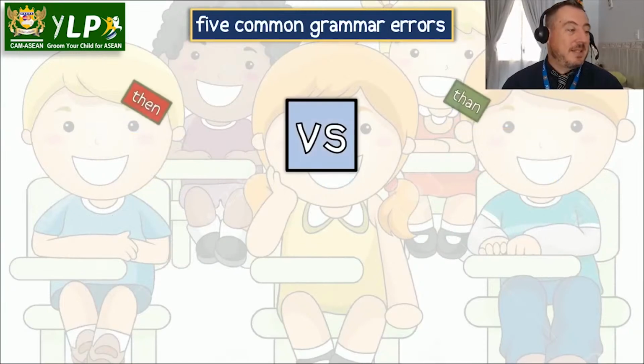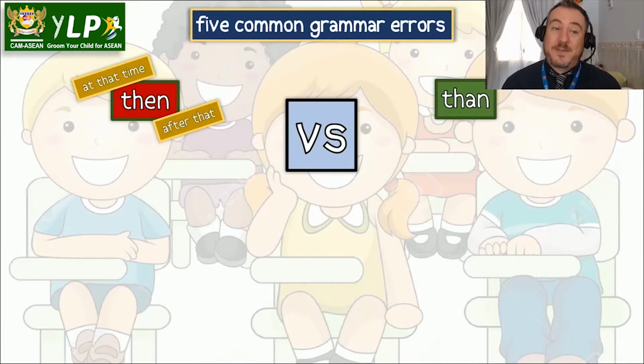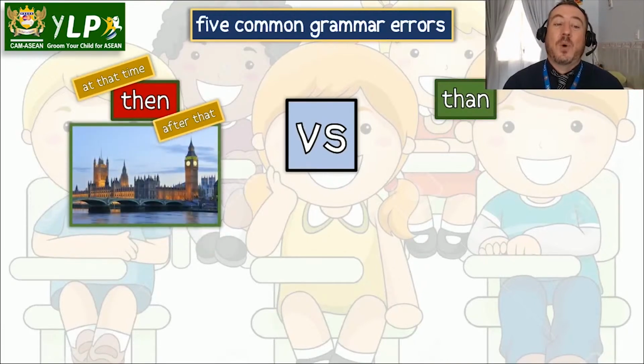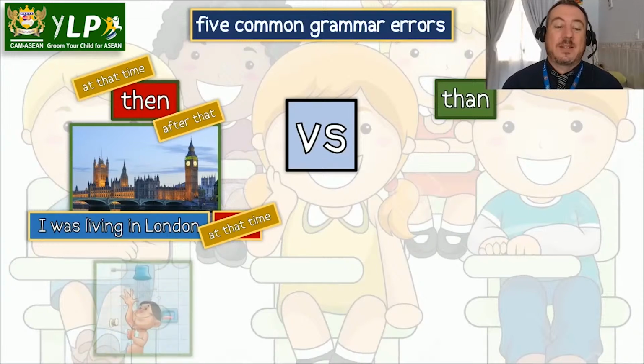Let's look at some examples then. With the red then, we use that to talk about time, and it often means at that time. It also means after that, but let's first look at that time. So, oh, that's my home. That's where I used to live. So I might say something like, I was living in London then. Or I could also say at that time, I was living in London at that time. Which is what then means.